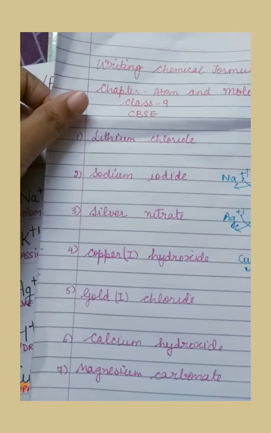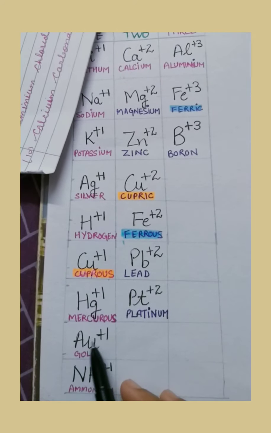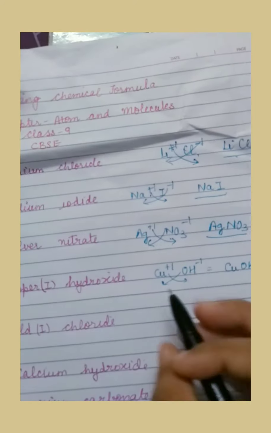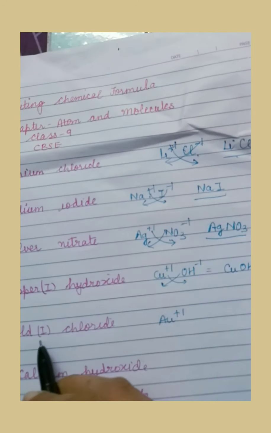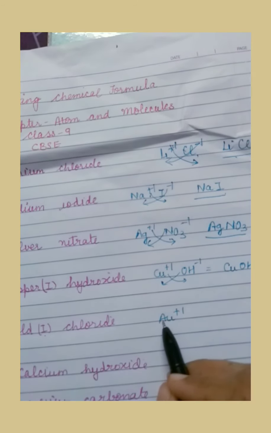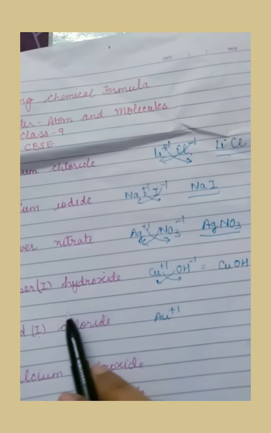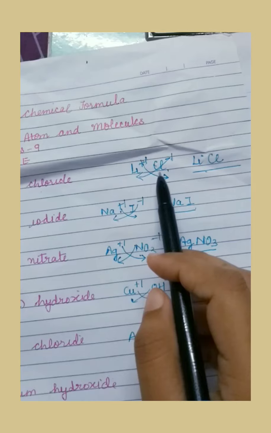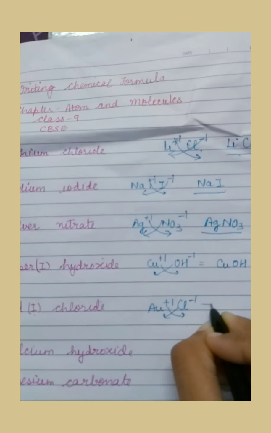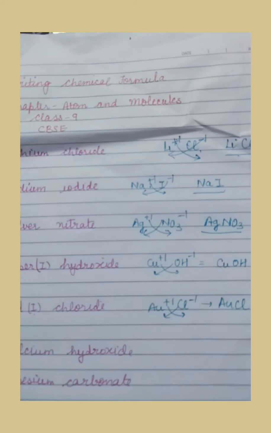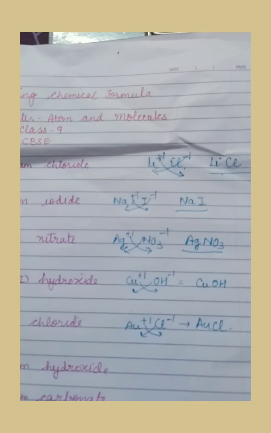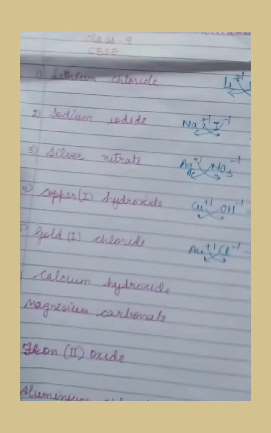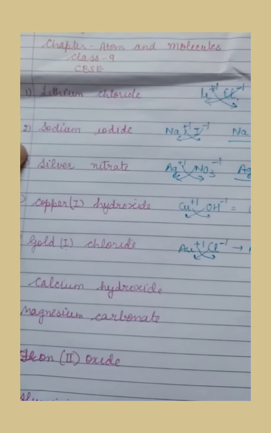Okay, next is gold chloride. The formula for gold is Au+1, and it's already written 1, so you have to take that valency. So the valency I have taken is 1. Along with that, chloride: if you remember, we wrote the formula Cl-1. So here also we will write Cl-1, cross valency, and AuCl. In all these examples, the valency of the cation and anion that I have taken is 1. Now we will start with the others, where the valency of the cation or anion can be 2 or more.